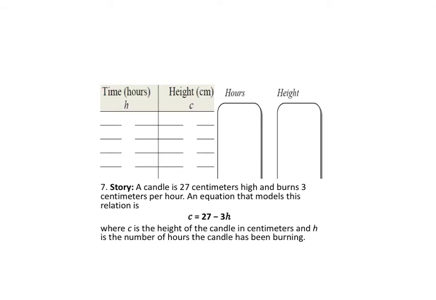Fair enough. So here's our story. A candle is 27 centimeters high and burns 3 centimeters per hour. An equation that models this relation is C equals 27 minus 3h, where C is the height of the candle in centimeters and h is the number of hours that candle has been burning.